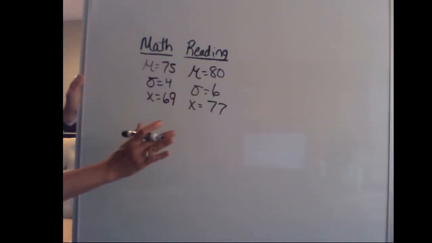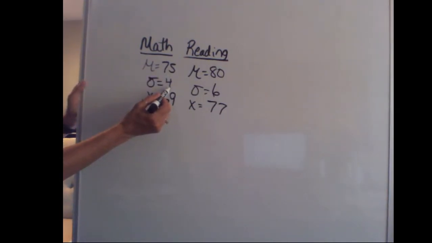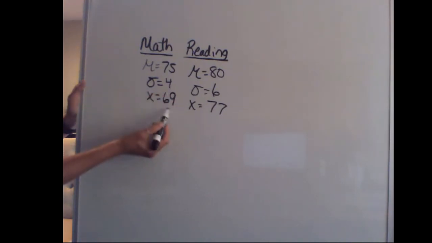So here are Jessie's scores, and for math, the mean was 75, the standard deviation is 4 for the whole distribution, and Jessie's score was 69 in math.